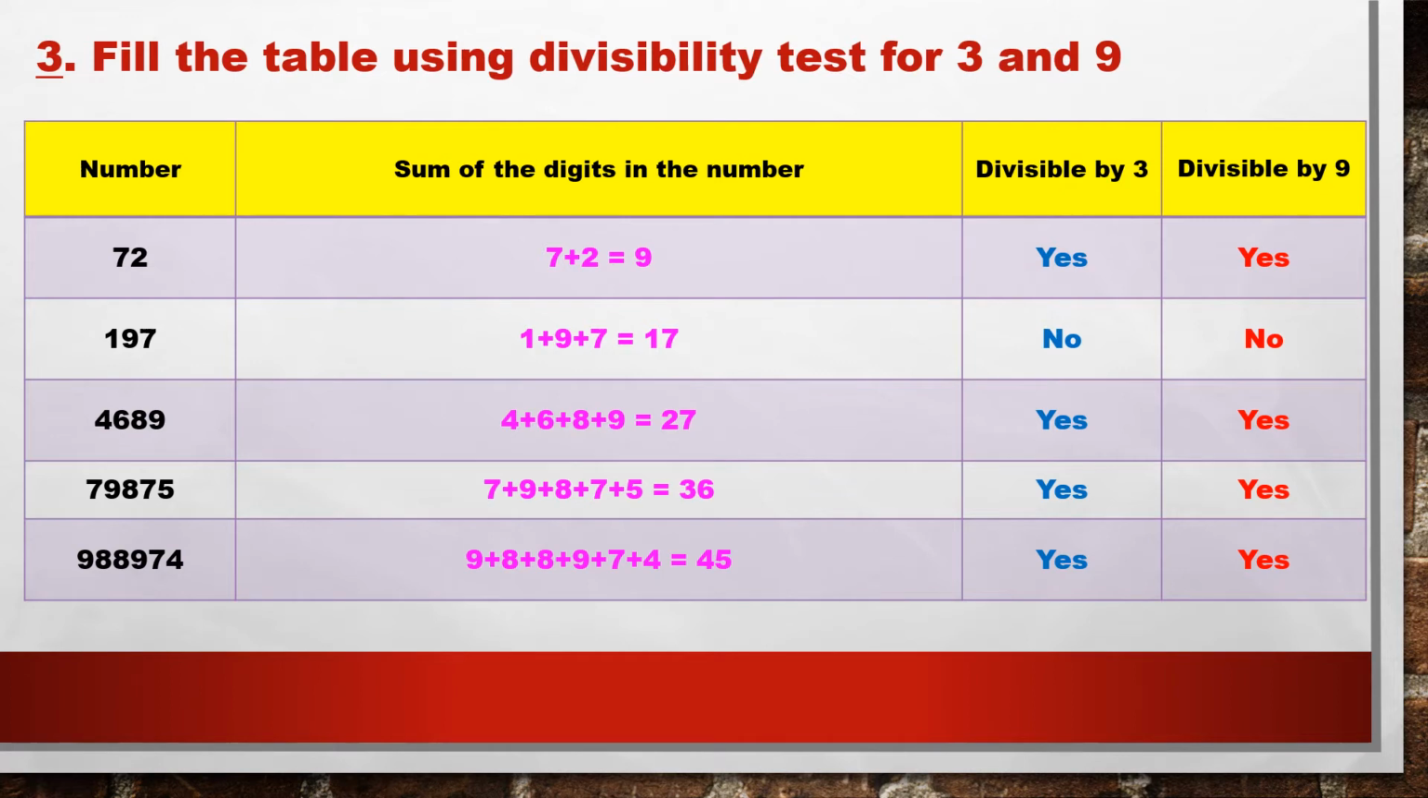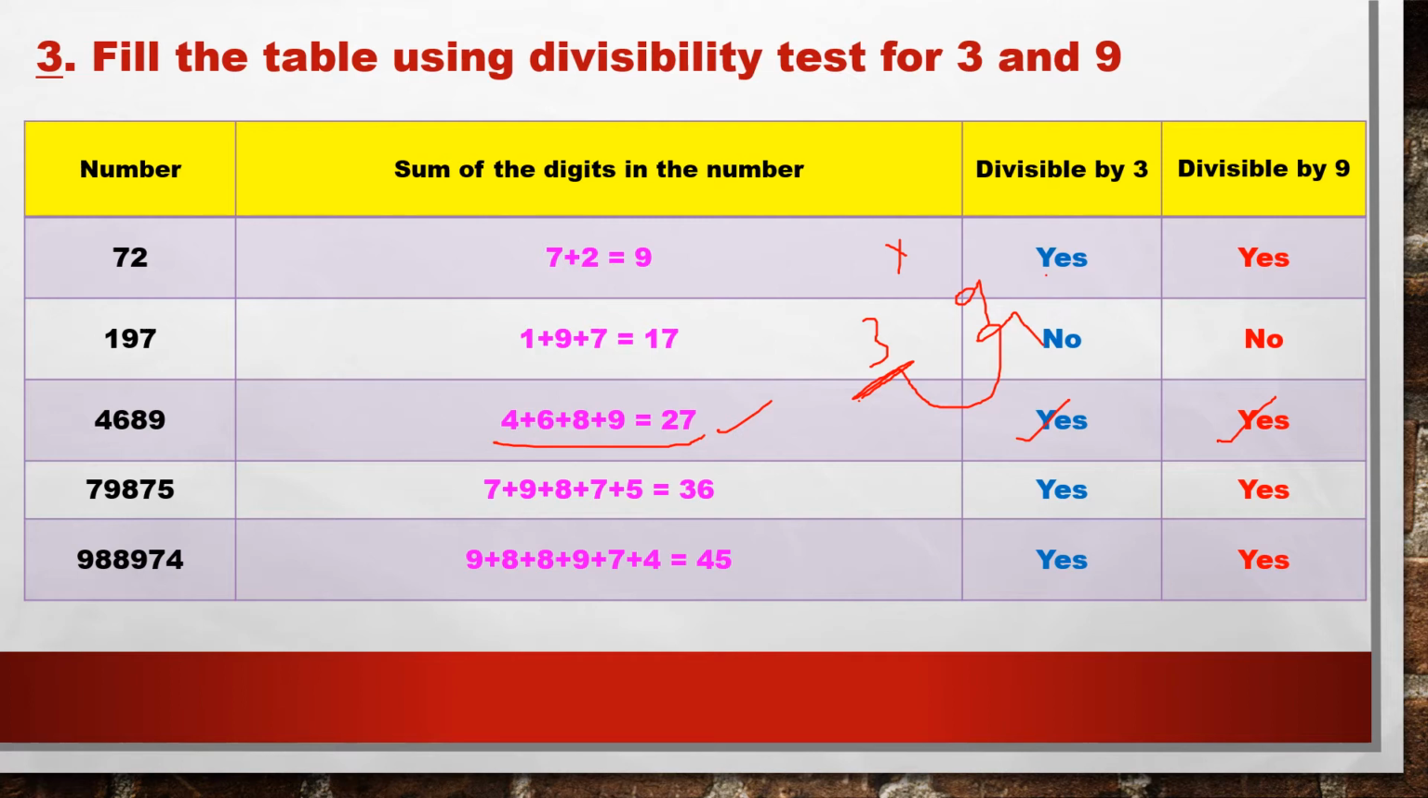Okay, 197. When you add all these 3 digits you get 17. But 17 is a prime number. It is not divisible by 3 and also not divisible by 9. Next, when you add all these digits you get 27. 27 is divisible by 3 as well as by 9. There is no condition that if a number is divisible by 3 it should also be divisible by 9. Whatever number is divisible by 3 may or may not be divisible by 9.